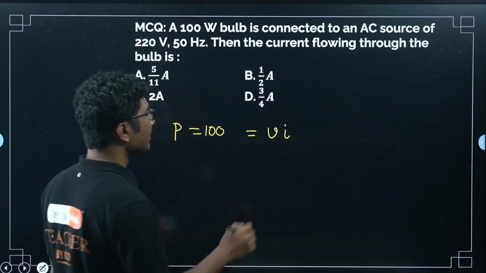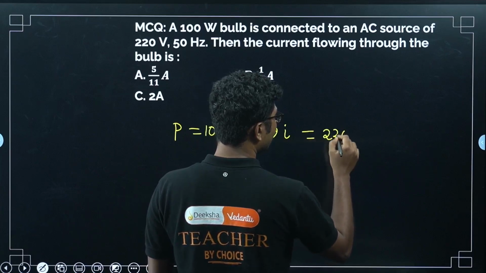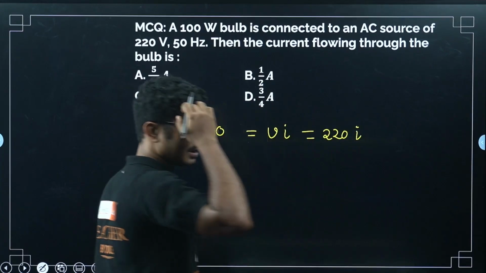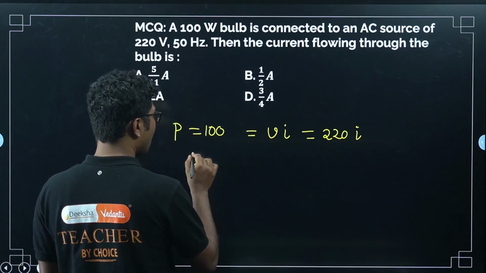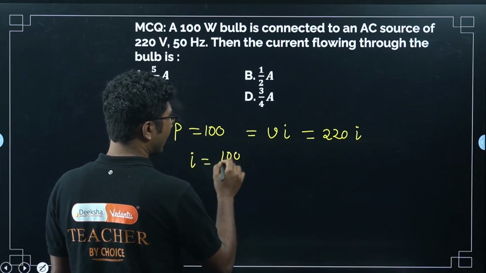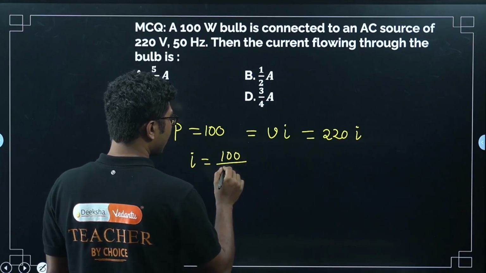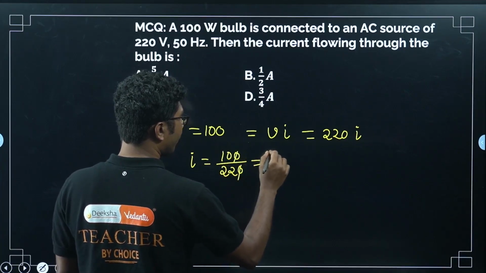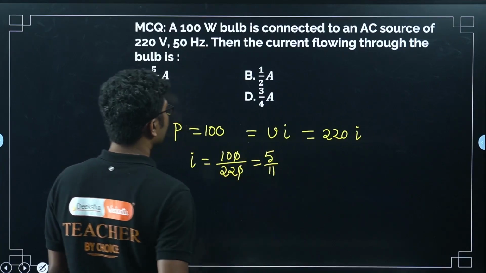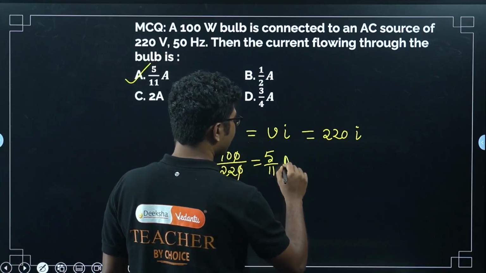Okay, V is given as 220 volts, and you have to find I. Don't worry, the same equation, the same formula is valid for AC as well. Whatever you have used, "vitamin", I told you, remember the term vitamin. That will be helpful for you. So 5 by 11 ampere is the current. So the correct answer is option A.